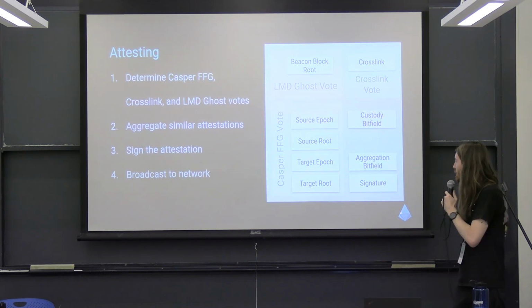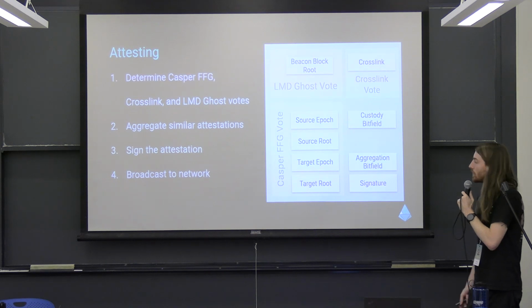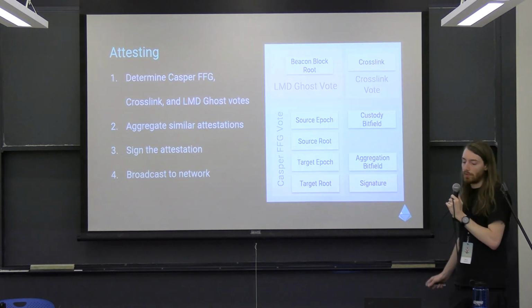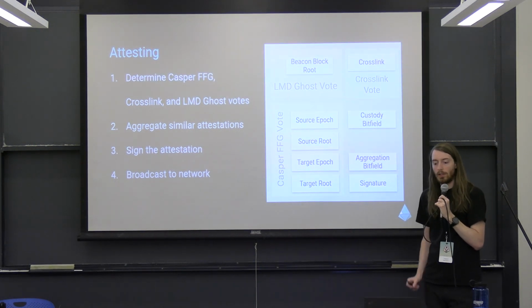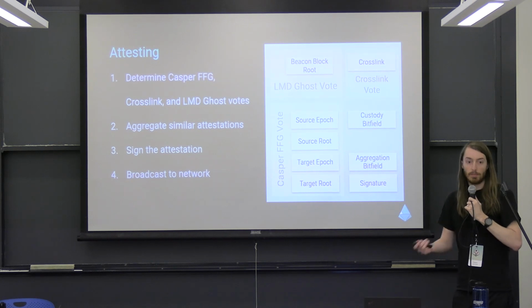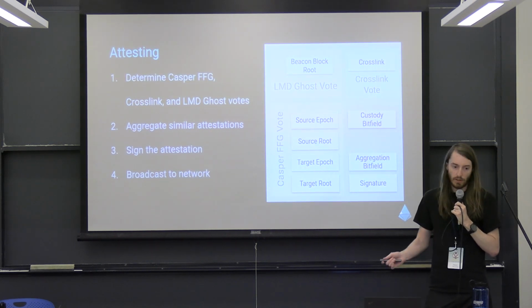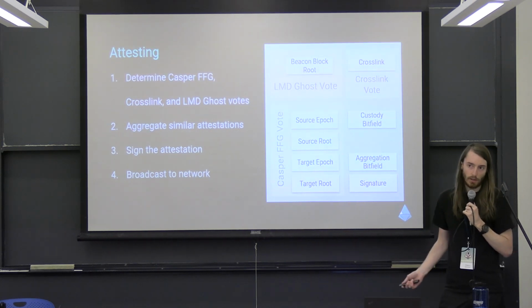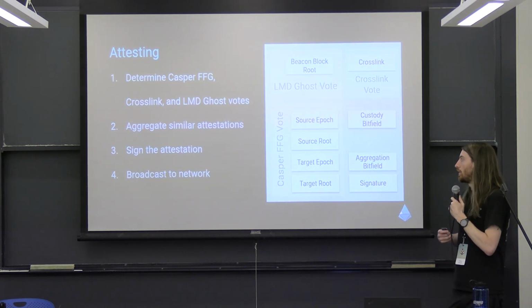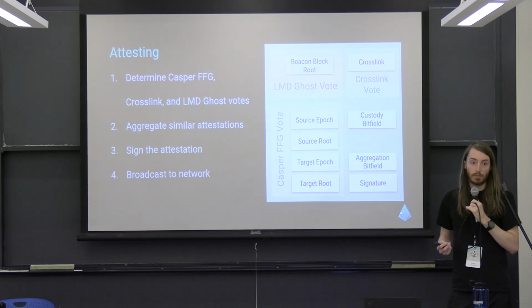And then we have some other things like a custody bit field, which is proof of custody, and an aggregation bit field. So the aggregation bit field is actually really interesting because ideally, a lot of validators are going to be attesting the exact same data. If there's no conflicting information, there's no forks in the network, everyone should be saying the same thing. So instead of having n number of objects, we'll actually aggregate them together.